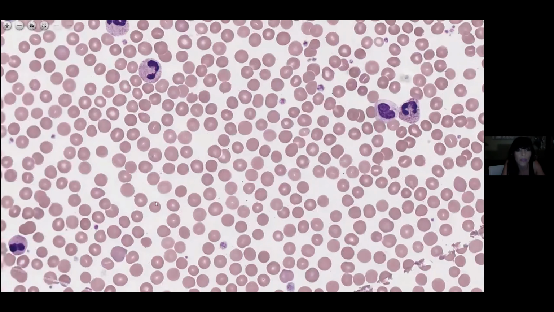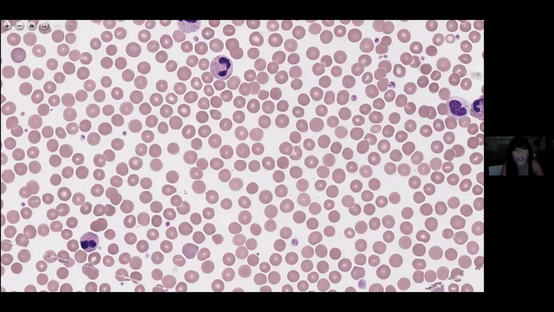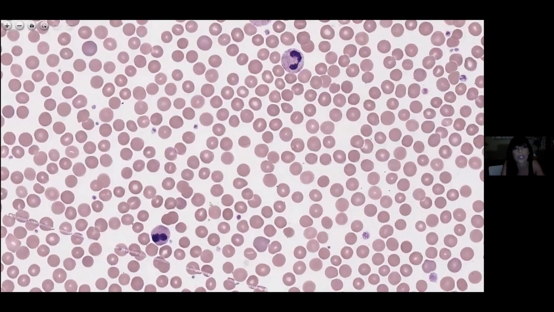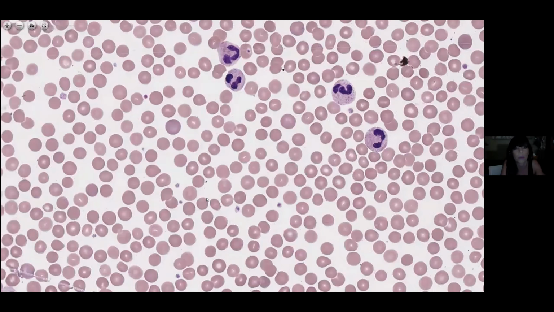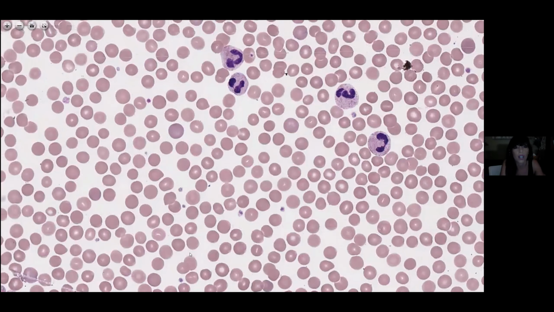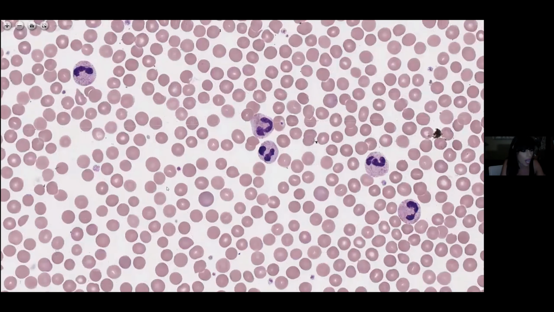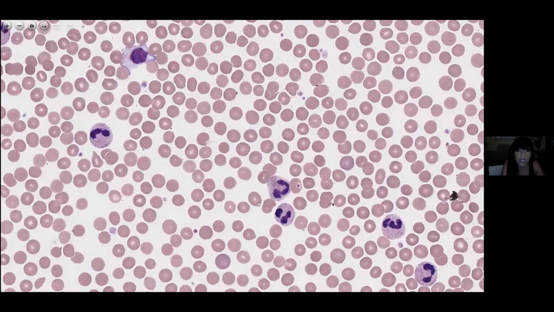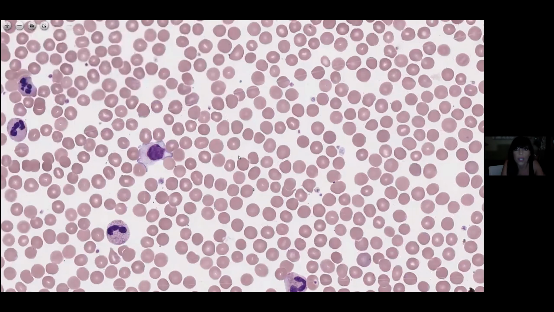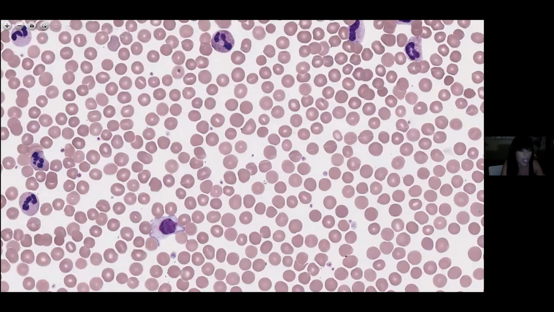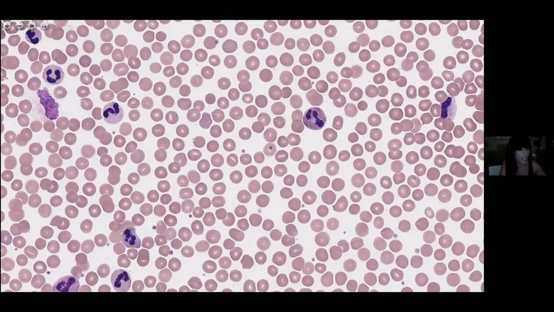Usually if I'm on the fence on television or a virtual slide, I would pull the slide and check for that under the scope, because it can be hard to tell on the virtual films if that is present or not. But I did see some polychromasia, basophilic stippling for the RBCs.